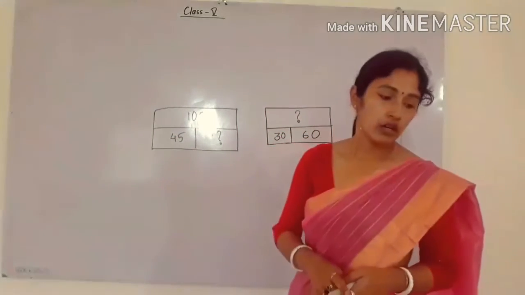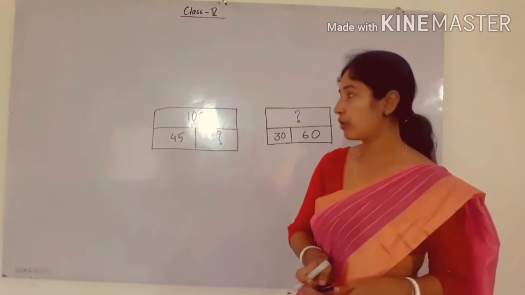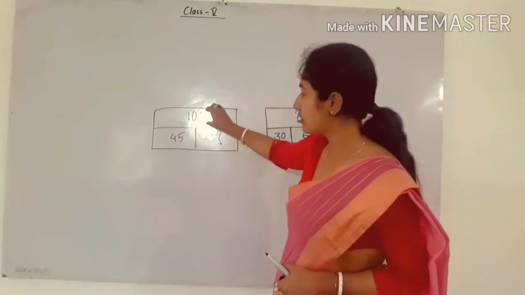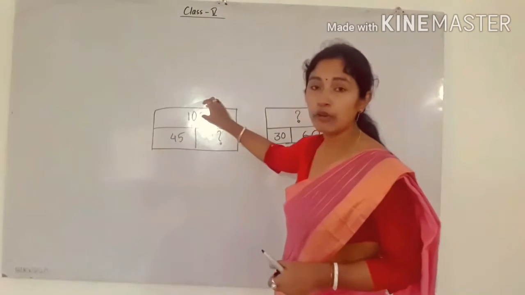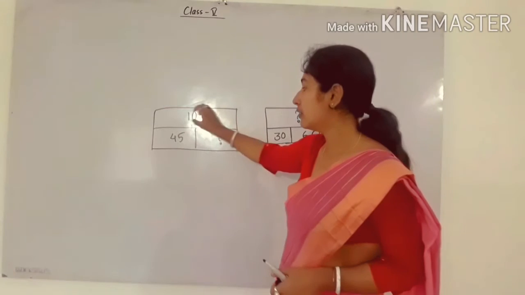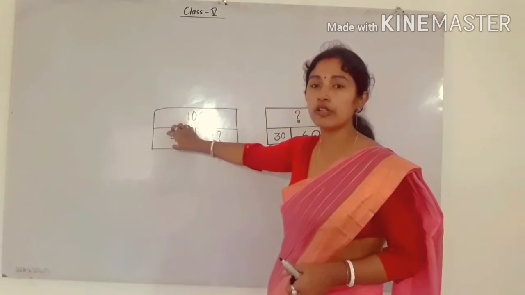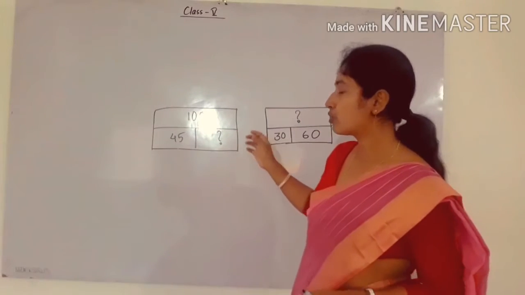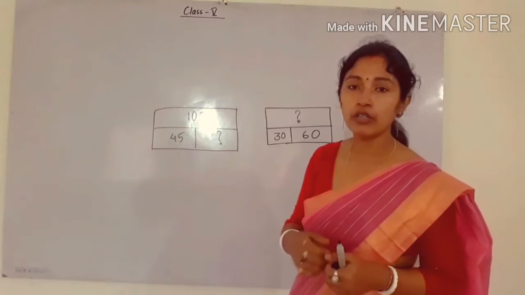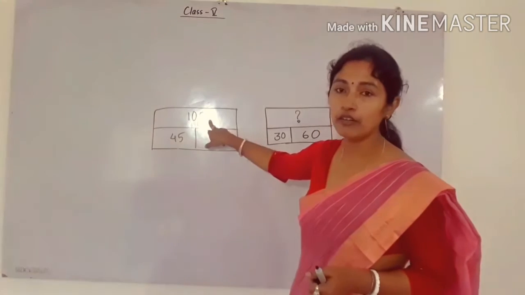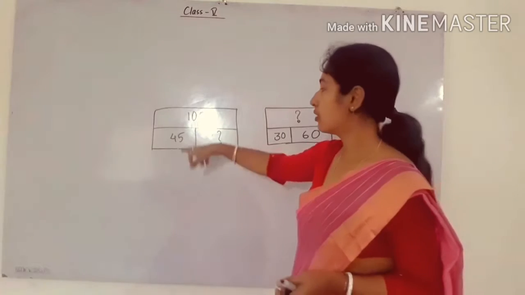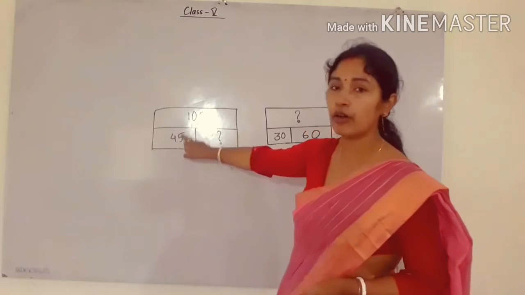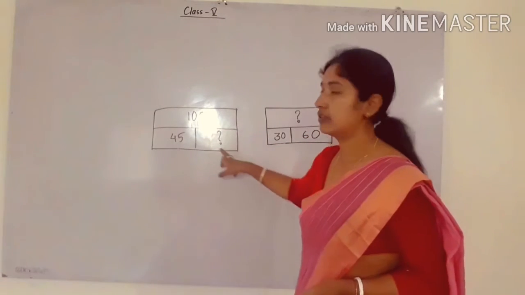Like in exercise 2.5 we did question number 1, where the total number of newspapers printed was given, and the number of newspapers distributed was also given. But the remaining newspapers which were not distributed was not given. So how did we find that one? We subtracted from the bigger number. So here also for finding this smaller rectangle, you have to subtract 45 from 100 to get this number.